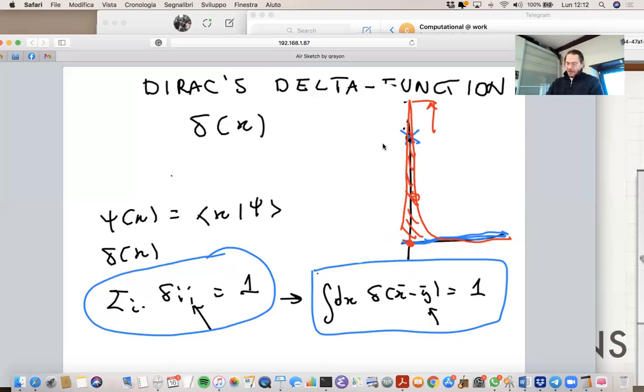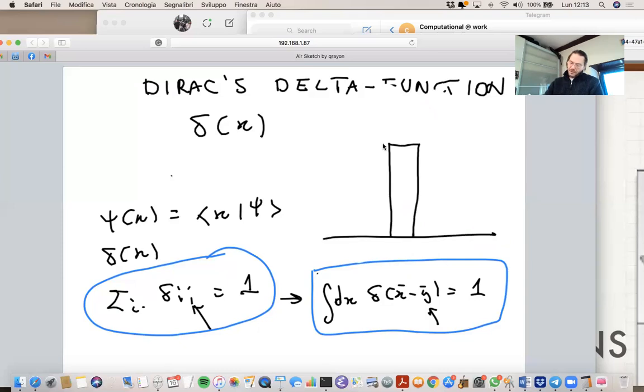For instance, the simplest example is that you take a step function with size delta and height 1 over delta. My function is not 0 everywhere but 1 in a point; it is 0 everywhere until a small square of size delta and height 1 over delta. Now, the area underneath this region is obviously 1. So you obey this property down here. And then all you have to do is take the limit: delta goes to 0.